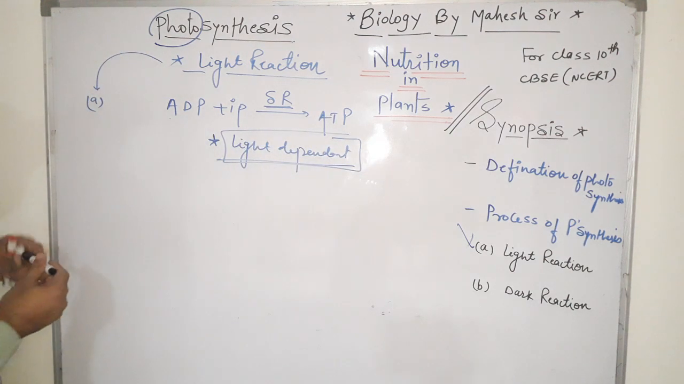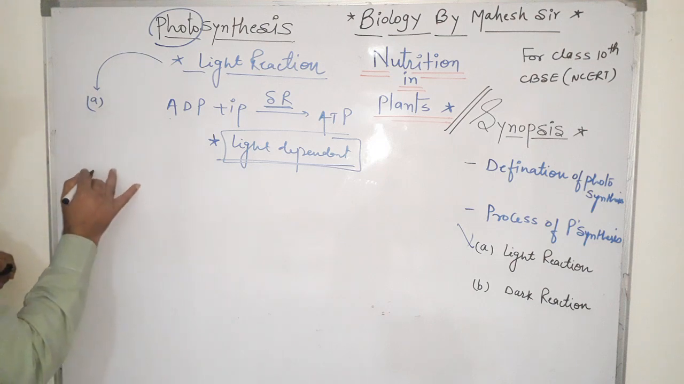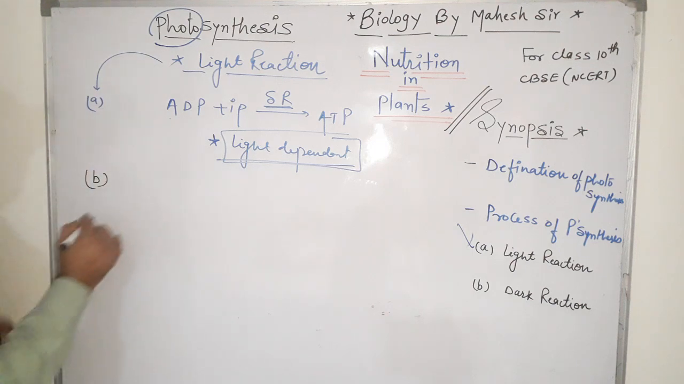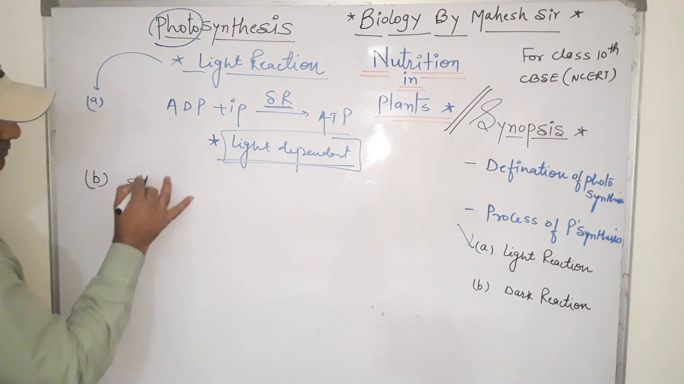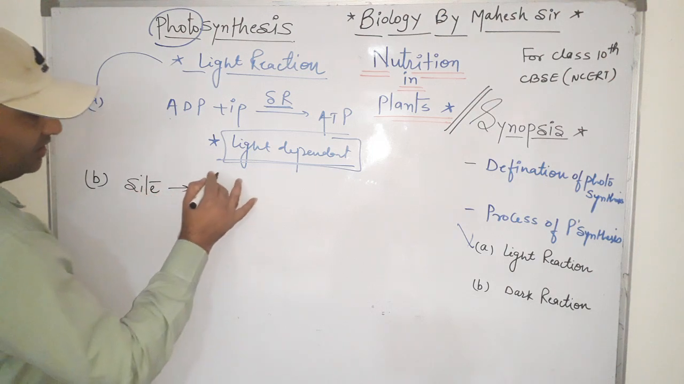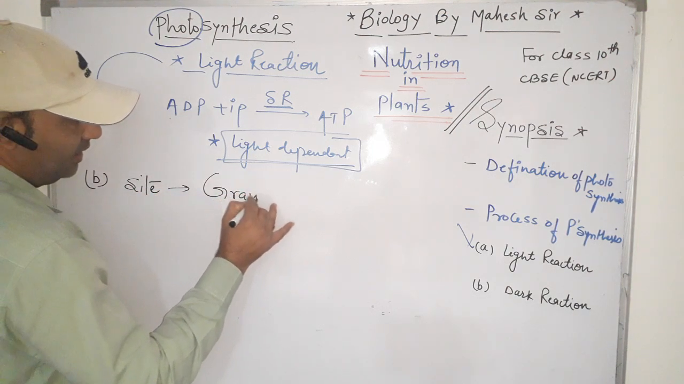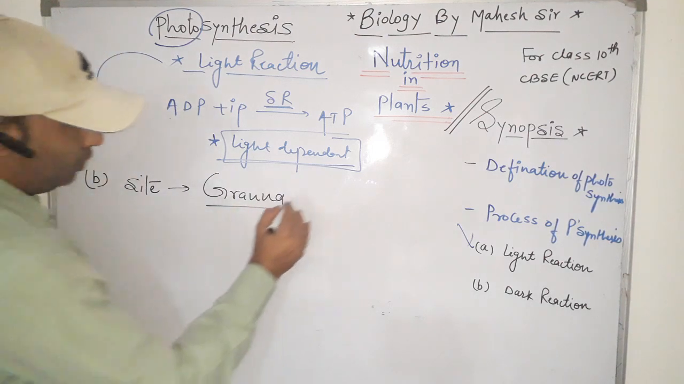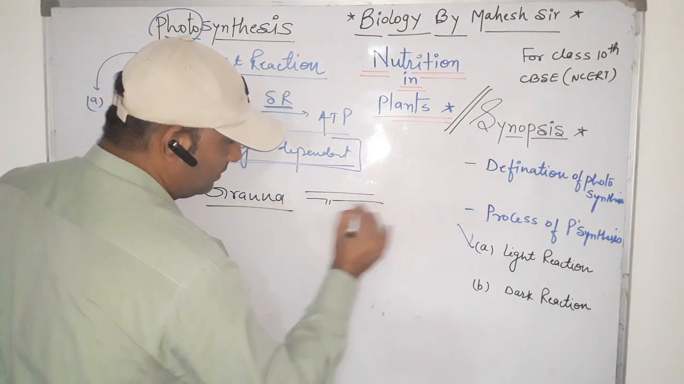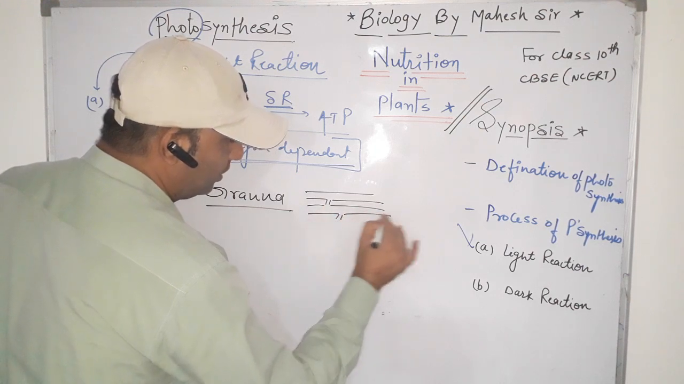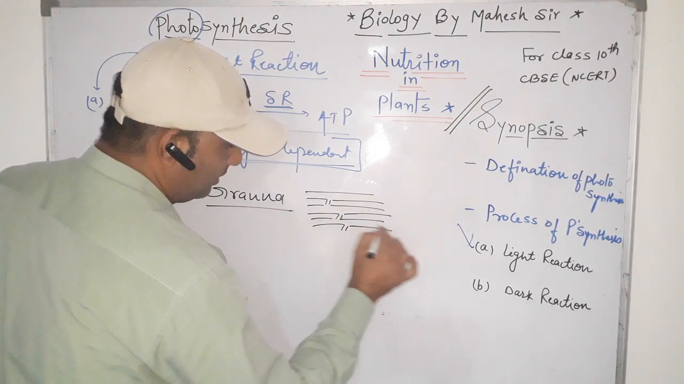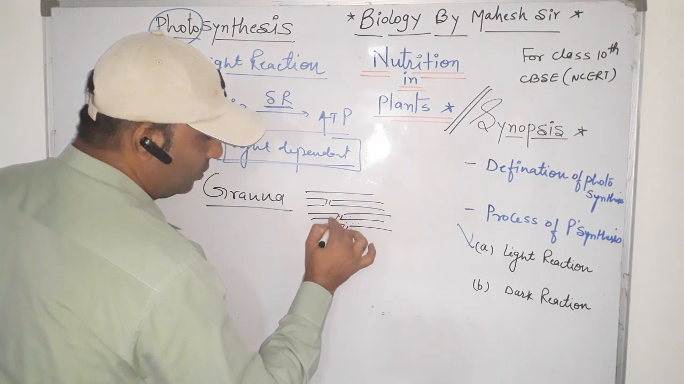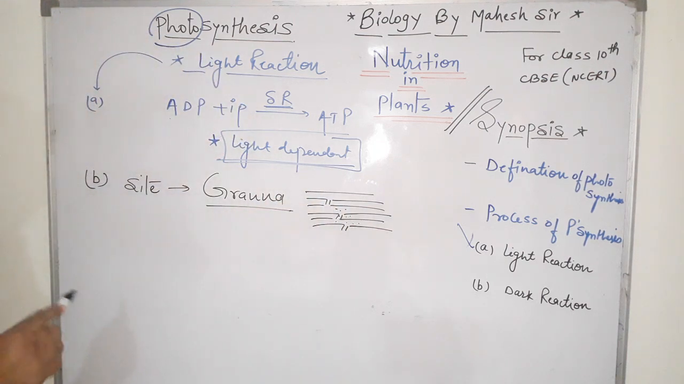Clear? Next is B, the site of light reaction. The site of light reaction is the grana. It is the stack-like structure of the chloroplast, called grana, and on grana the structure called chlorophyll is where the light reaction takes place.